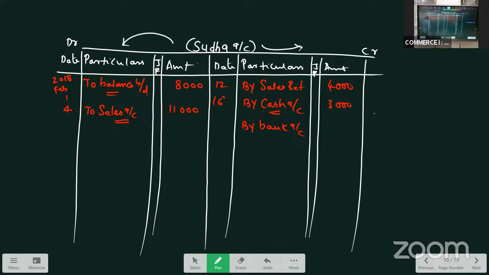How much? On 22nd, amount is 6,000. Go through this, please. These 5 transactions would fetch you 5 marks. Sure question. Okay. Then on 28, Sudha's account is settled with 10% discount. Again, these calculations are little important.